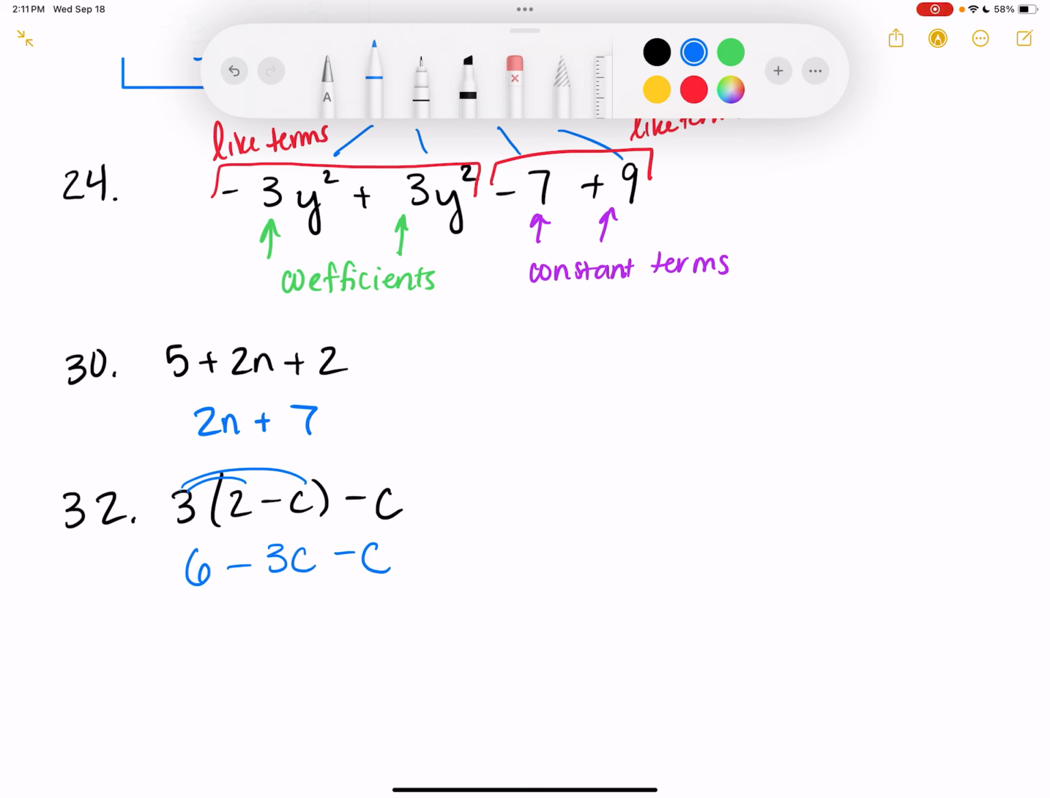6 minus 2c. Negative 3c minus c is negative 4c. So remember, if they have the same sign, we add them and keep the sign of whatever it was. So 6 minus 4c. And this is how you should be showing your work, okay? Other than you don't have to draw the little lines, but you should show the distributive property happening first, and then you're combining your like terms, okay?